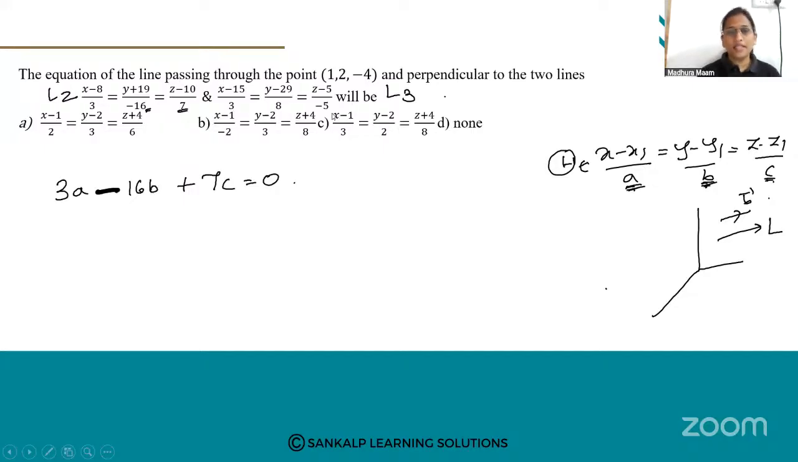And here the direction ratios are A, B, C. So A1 A2 plus B1 B2 plus C1 C2 will be equal to 0. So what do I get here? 3A, sorry, 3A plus 8B minus 5C equals 0. Correct? So this is what I am getting.